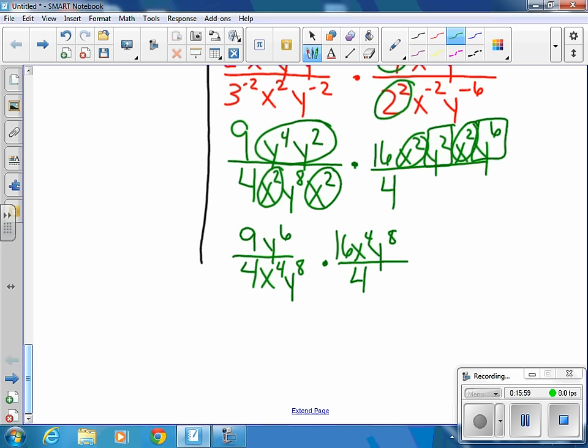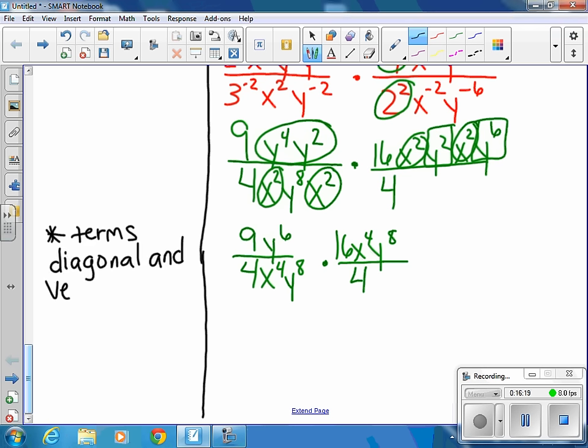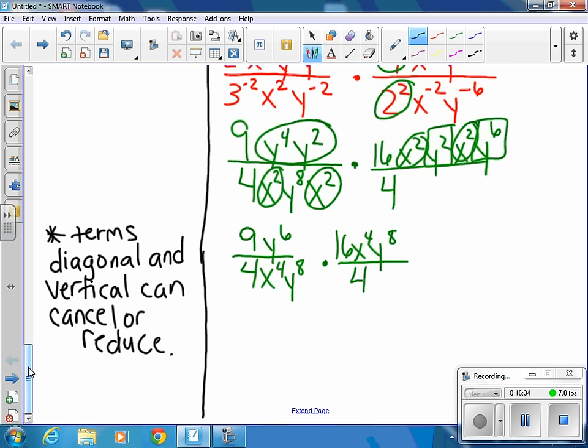Now here's where the little diagonal trick comes in. You can reduce vertically and diagonally, but you cannot reduce horizontally. So over here to the left, make that a little note for yourself. Terms diagonal and vertical can cancel or reduce. So you don't have to just go up and down. You can go diagonally. And here's what I mean by that.